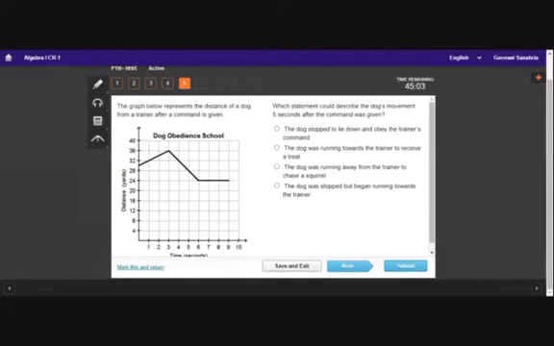Which statement could describe the dog's movement 5 seconds after the command? The dog was running towards the trainer to receive a treat. I would say B, just because at exactly 5 seconds, the dog is currently moving towards the trainer. At 6, 7, 8, or 9 seconds, that's when we could say the dog lay down. But it said at 5 seconds. All right.